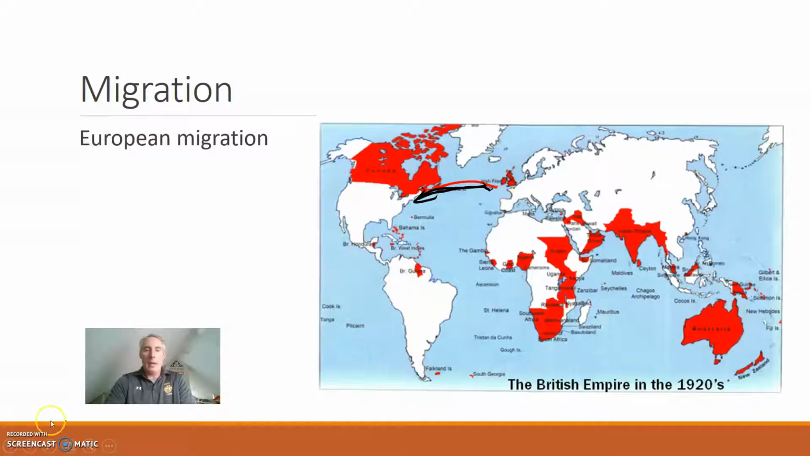So you had a lot that were going to places like South Africa. You had a lot that were going to places like Australia. You had a lot that were going to places like New Zealand. And these were mostly for agricultural prospects.